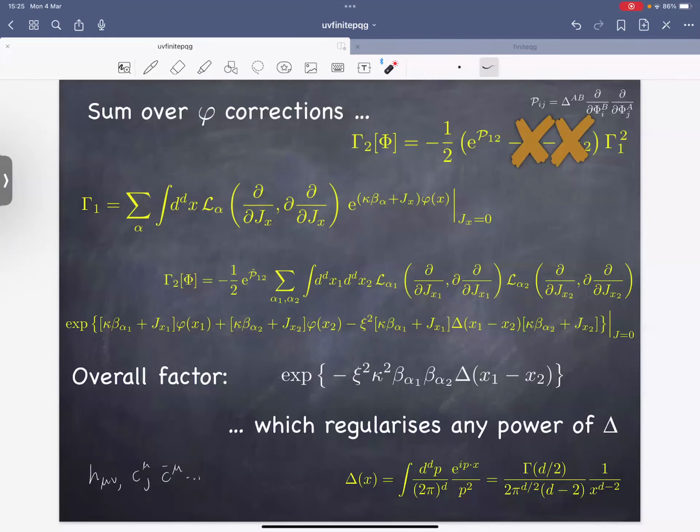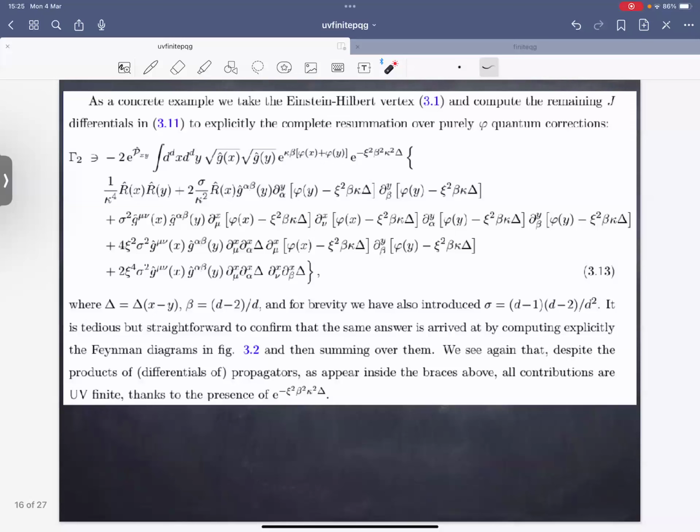So you can see order by order now, everything is UV finite. Just to be completely explicit, here's an example where I've taken the Einstein-Hilbert vertex and computed the remaining functional derivatives encoded in those source derivatives. And this is what you get. It's a bit of a mess, but the crucial point is that you've got this exponential of minus delta up here doing the UV regularization.